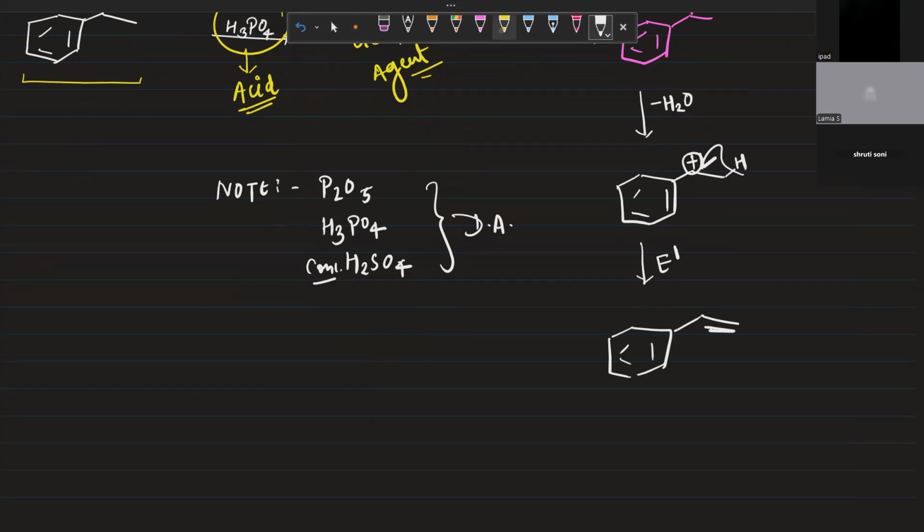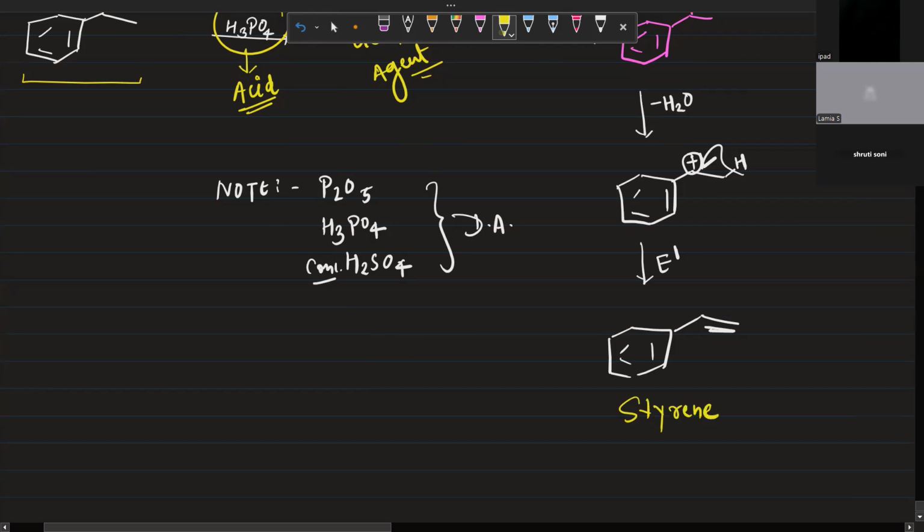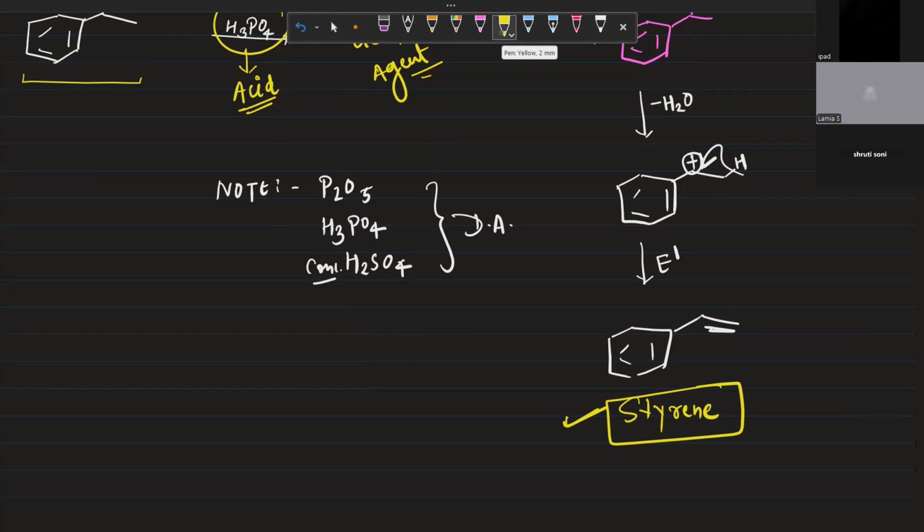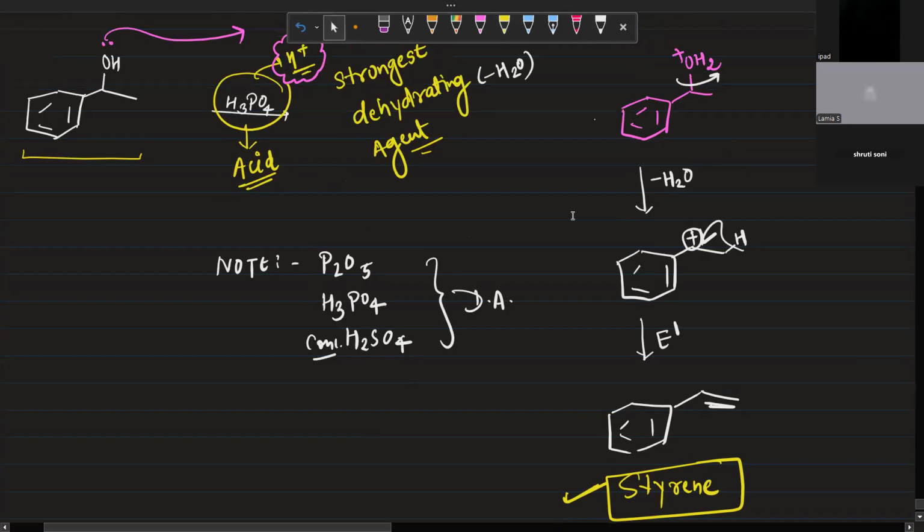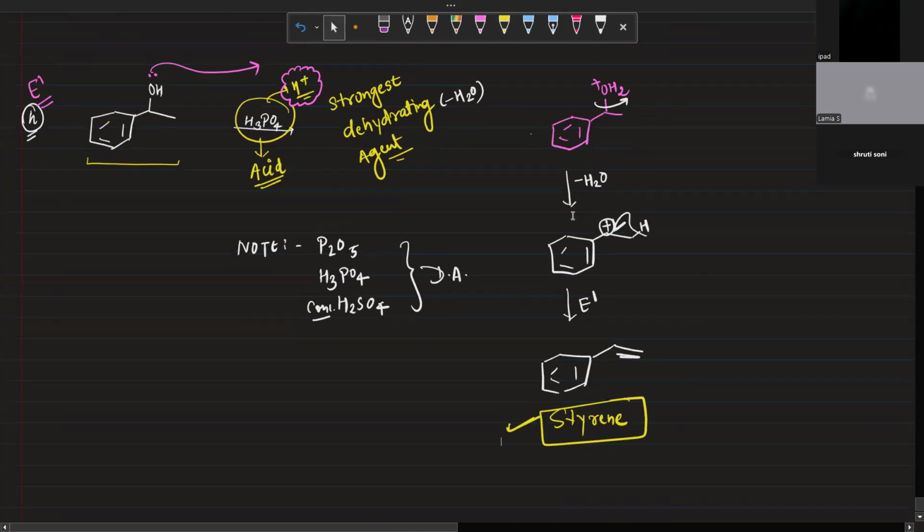Any doubt up to now? This compound is known as styrene. Whenever there is an ethene group attached to a benzene, that particular compound is known as styrene. Any doubt in this reaction? What is H3PO4?